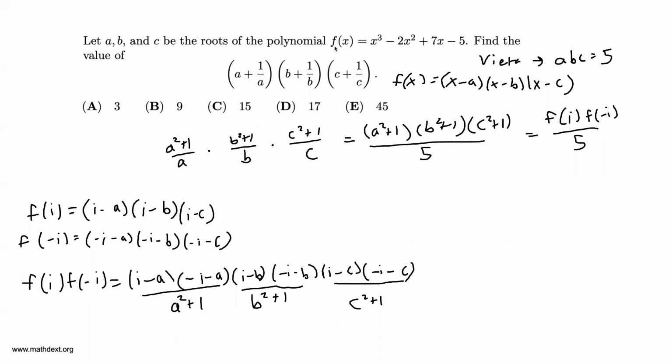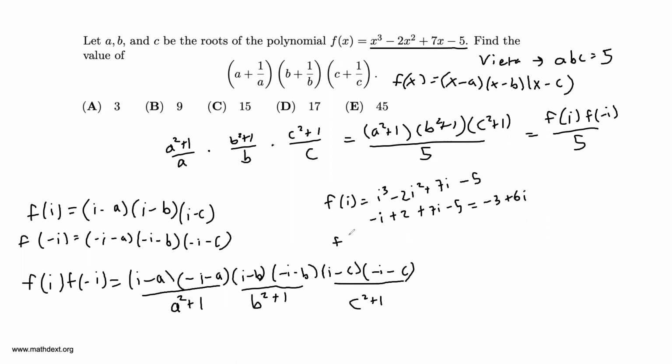Okay, so now look at f of x is equal to x cubed minus 2x squared plus 7x minus 5. And what we do is we just go ahead and plug i into this. f of i is going to be i cubed minus 2i squared plus 7i minus 5. And i cubed is going to be negative i, right? Because i squared is negative 1. So negative i plus 2 plus 7i minus 5. This is going to be equal to negative 3 plus 6i.